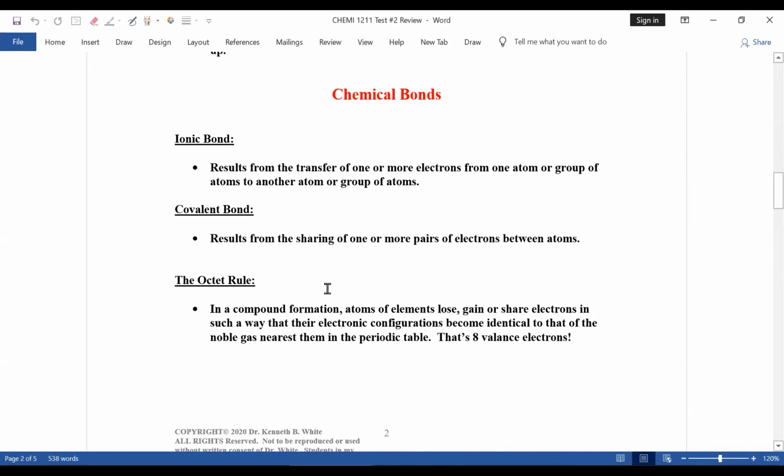Now, next I started talking about chemical bonds. You should know ionic bond. And I mean, you should know how to describe what is an ionic bond. That's the transfer of one or more electrons from one atom or group of atoms to another atom or group of atoms. Again, the key thing here is transfer. Now, covalent bond, you should know, is the sharing of one or more pairs of electrons between atoms.